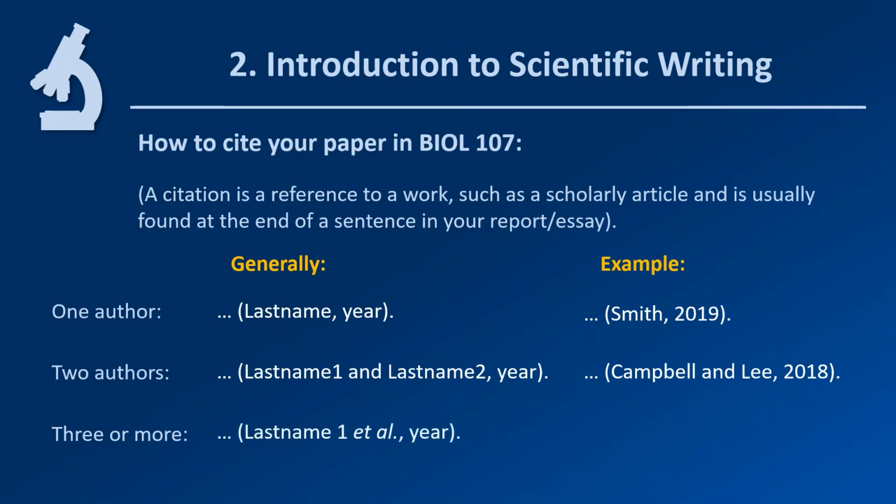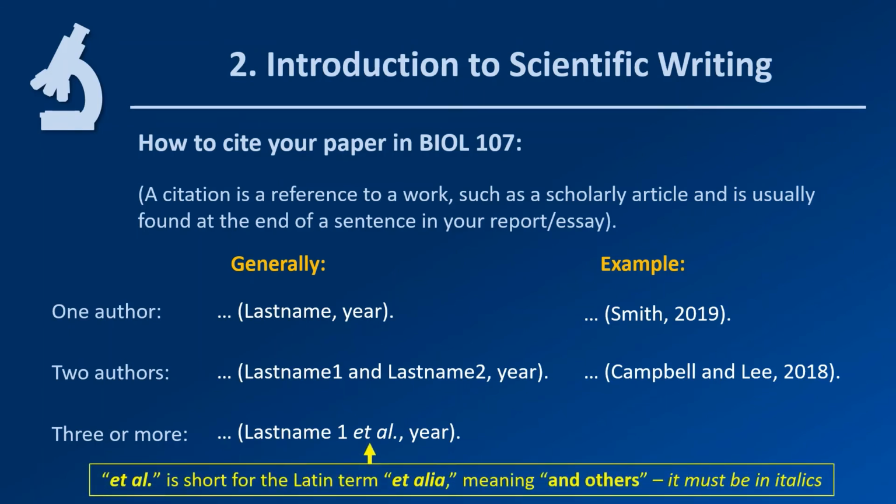And if there's three or more, you're going to use the first author's name, and you're going to follow that by et al. Et al is short for the Latin et alia, and this basically means and others. Anything in Latin in science we put in italics, so make sure you have that in italics. Notice the punctuation there. There's a period after al because that's abbreviated, and then a comma like we usually do, followed by the year. Here's an example, Jones et al., comma, 2015.